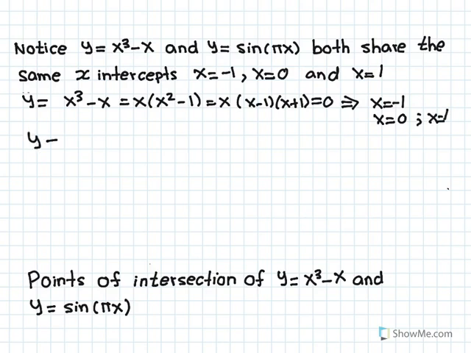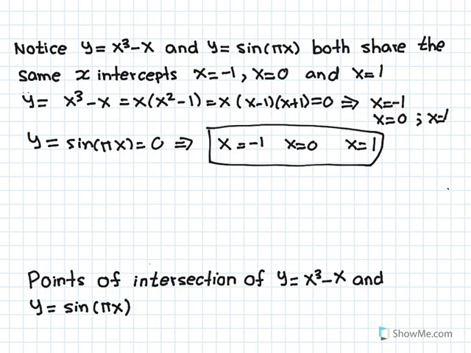And y is equal to sine of pi x. We make this equal to 0, and we get x equals negative 1, x equals 0, and x equals 1. Exactly the same x-intercepts for both functions. That's the key here. So the points of intersection of the two are x equals negative 1.